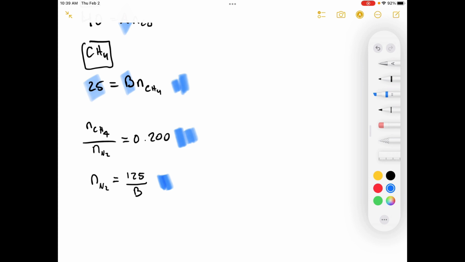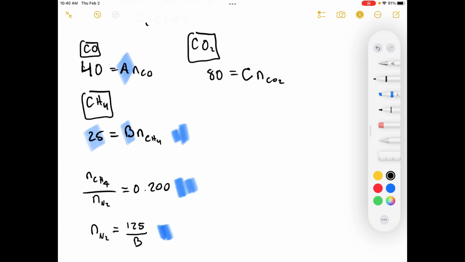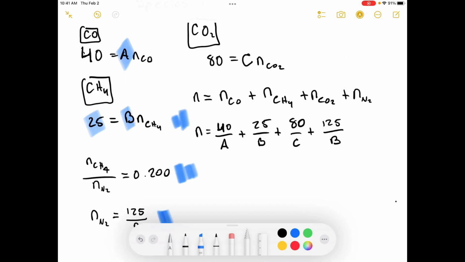Finally, we have our last mass balance. Our last mass balance is carbon dioxide with the last proportionality constant, C: 80 area under the curve equals a proportionality constant times the number of moles of CO2. Okay, so let's combine all of these into our total number of moles. Here I've combined the total number of moles for the total gas stream, and then I've substituted in all of the equations that we know, the relationships between the different elements and their areas under the curve.